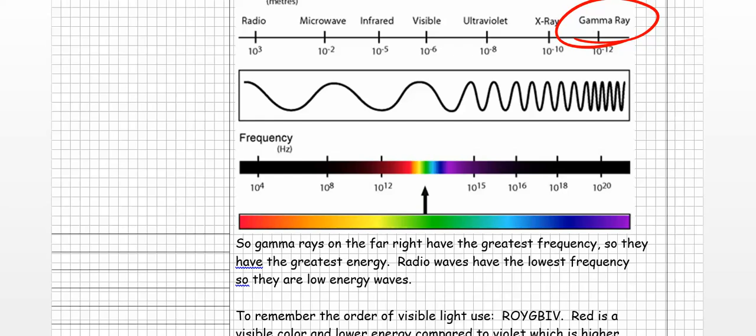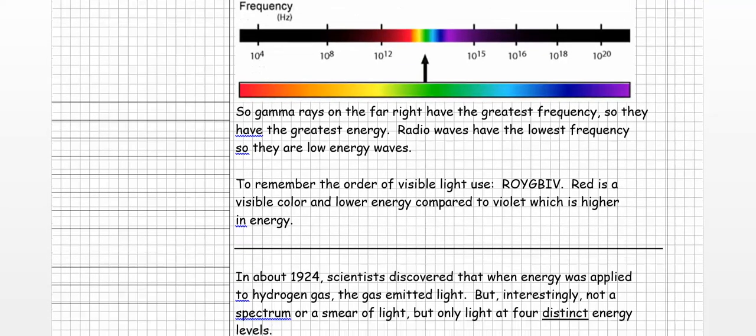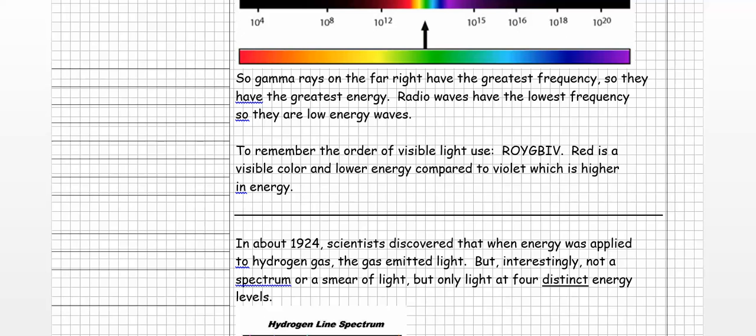We can't see radio waves, although we know they're there. We know that there are radio waves in the room right now, because if I were to turn on a radio, it would play, right? There are all kinds of waves around us, but only visible light is the one type of electromagnetic radiation that we can see. So gamma rays on the far right have the greatest frequency, so they have the greatest energy. Radio waves have the lowest frequency, they have the lowest energy.